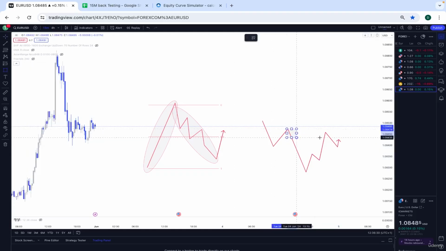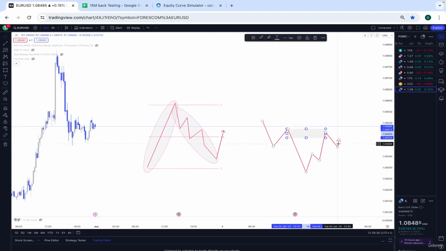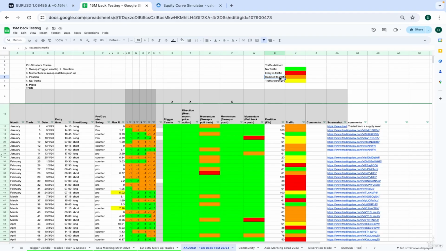So let's say we've got a supply zone here. Let's say we've just printed a bullish trigger candle sweep here, but we're not quite in the supply zone. We've reacted and then we've printed our entry. In that scenario, I'd mark it amber, like this. As you can see, a number of ambers there.